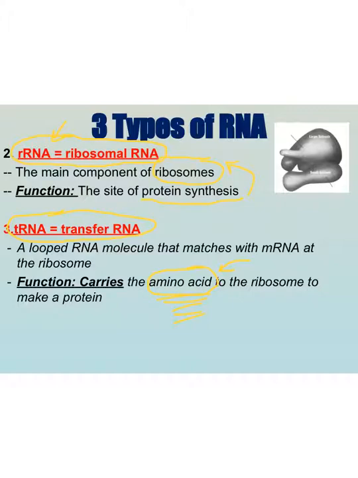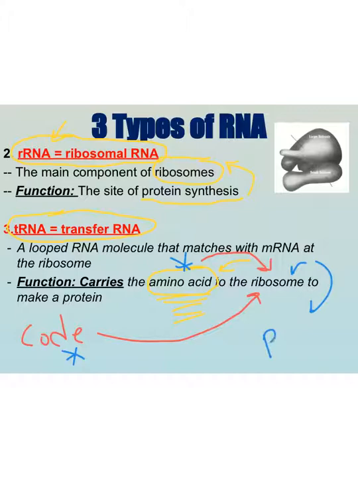So, mRNA carries the code to the ribosome. tRNA carries the little building blocks to the ribosome. And when you put both of those guys together, the code plus the things that make proteins, together at the ribosome, what do you get? You get proteins.